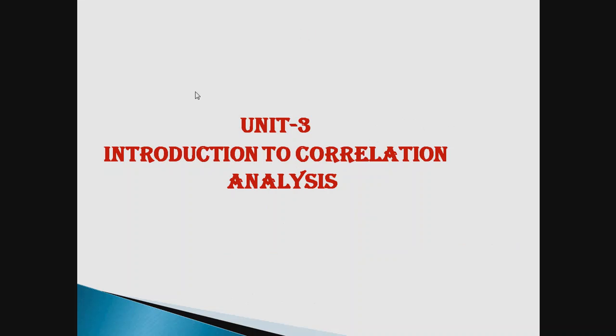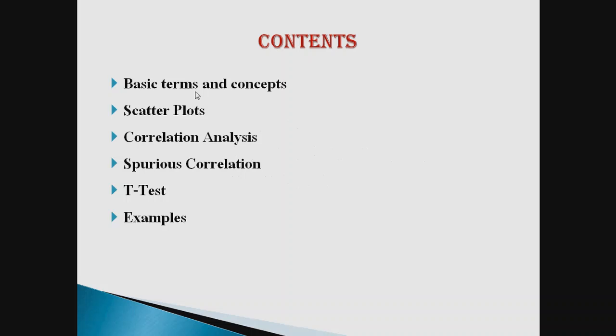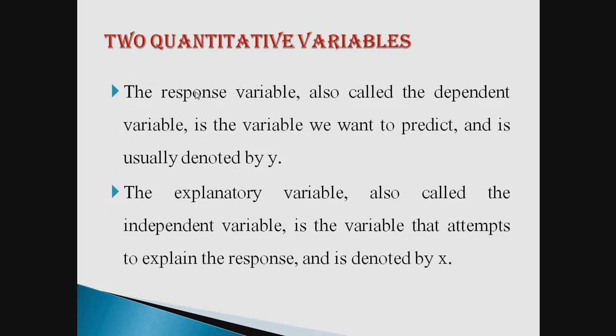The contents we are going to study are the basic terms and concepts of correlation analysis: scatter plots, what is correlation analysis, what is spurious correlation, the t-test, and some simple examples of correlation analysis. Before starting, we have a brief overview. Correlation analysis is basically a method of displaying the relationship between two or more variables.